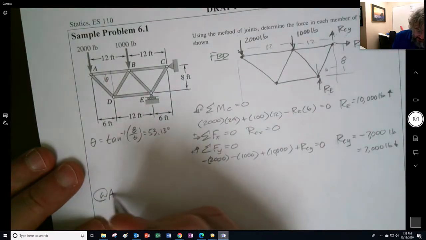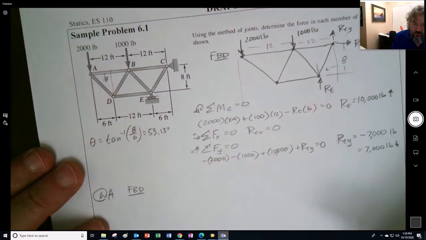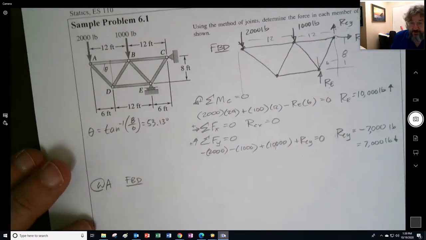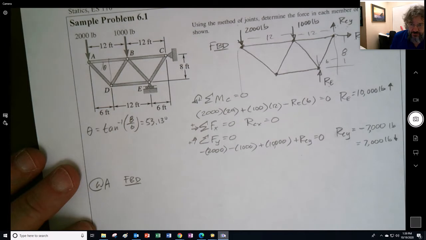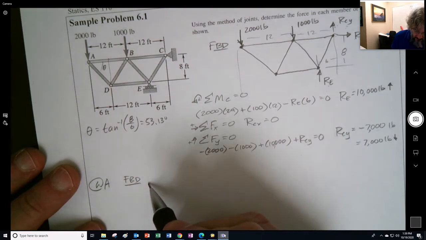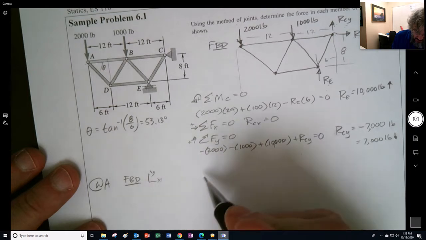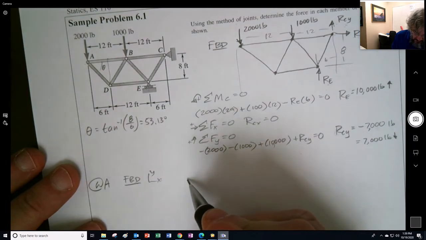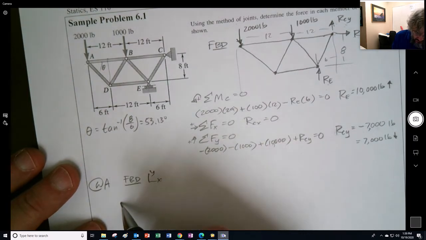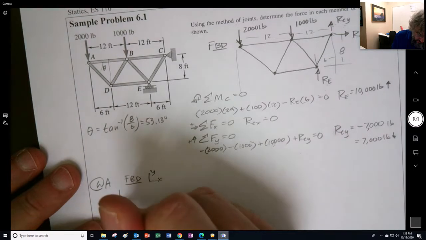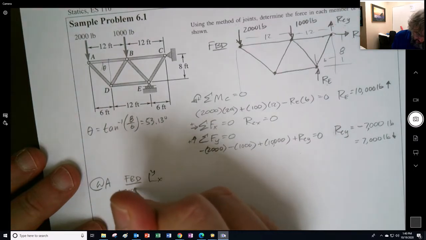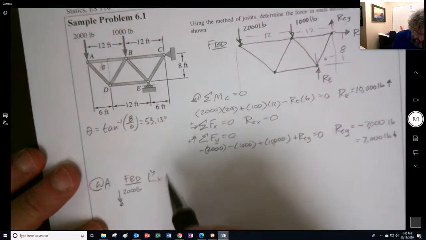So we go to A, and we'll make a free body diagram. And now we're really just doing particles. In the method of joints, these are all just particle FBDs. I'll declare X, Y, and I'll put it underneath it. I just didn't want to use up too much space. So we have 2,000 down at A.